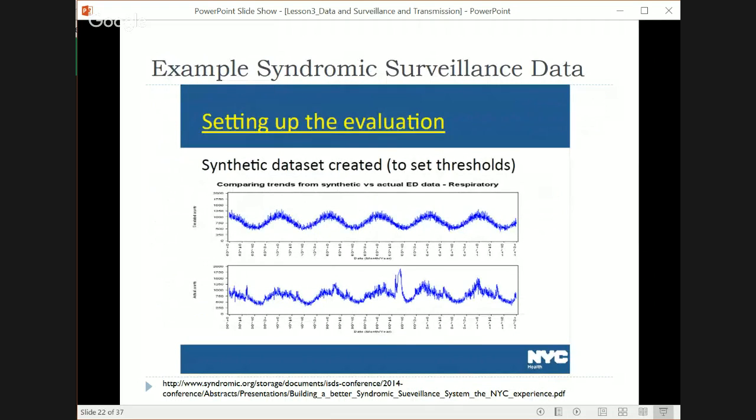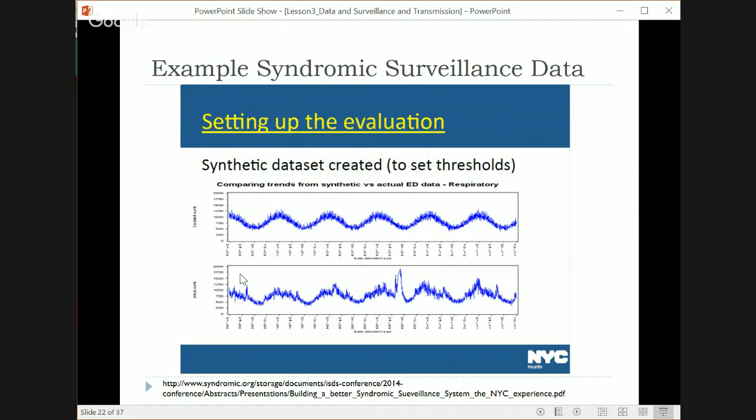So this is actually data from the New York City syndromic surveillance when they were setting it up. What you can see here in this top row are the trends, so this is respiratory data. This is a synthetic data set on top, and you would see the trends that they would expect in the emergency department in terms of respiratory illnesses. It's pretty hard to see the months down here, but we could guess that when these peaks are occurring, it's in the winter. The low points are in the summer, peaks in the winter, low points in the warmer weather, peaks when it's getting cold.